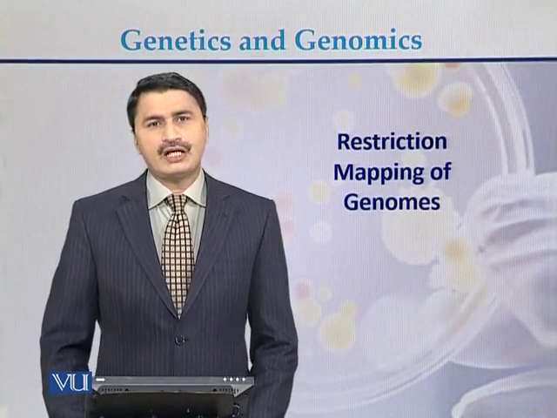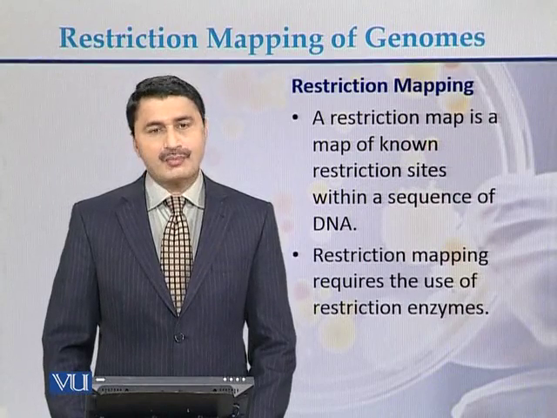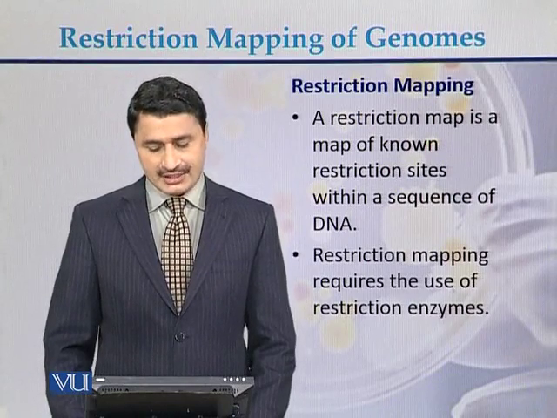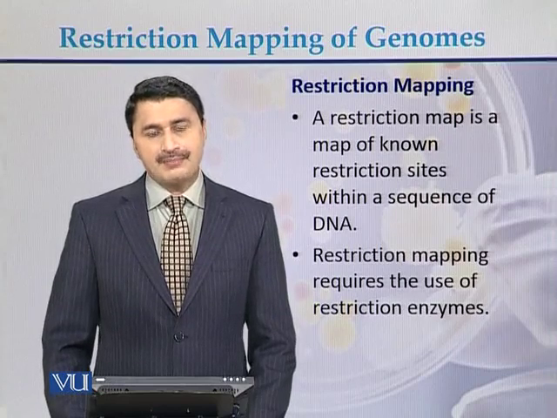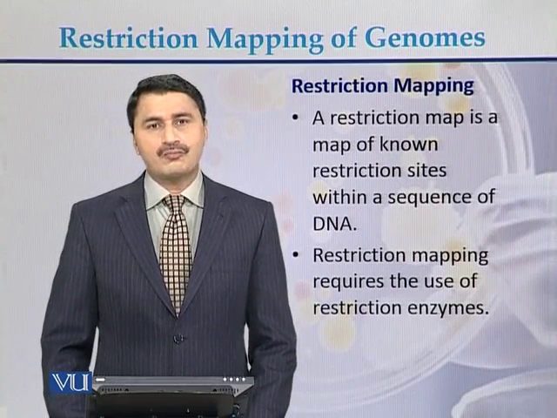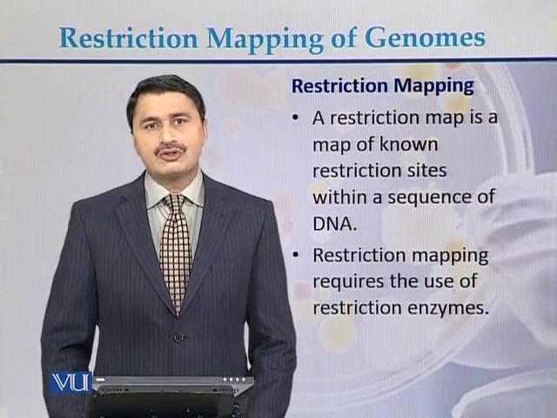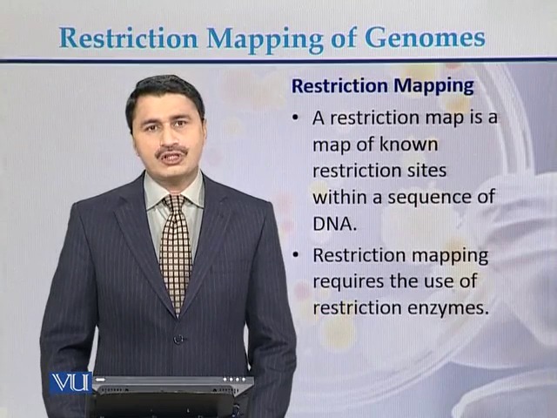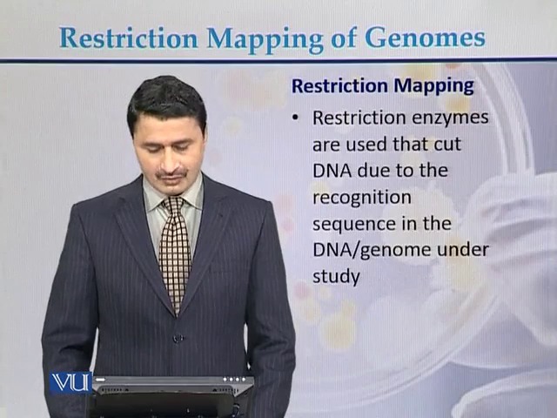Restriction mapping of the genomes. A restriction map is a map of known restriction sites within a sequence of DNA. Restriction mapping requires the use of restriction enzymes. To perform the restriction mapping of the genomes, we usually need restriction enzymes. So, restriction mapping of the genomes is performed with the help of restriction enzymes.